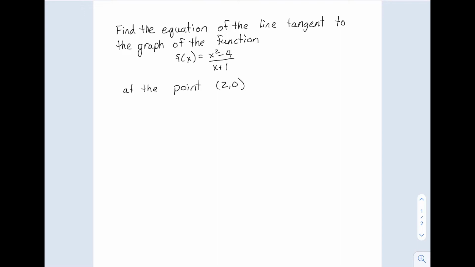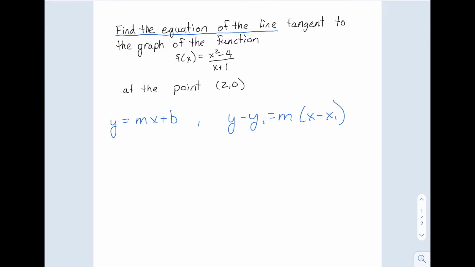So let's think about what this problem is asking for. In the end, we are going to have an equation of a line. So that's where I'm going to start. And I know that there are a couple forms for lines. We can think about y equals mx plus b, slope-intercept form. We can think of y minus y1 equals m times x minus x1, the point-slope form.